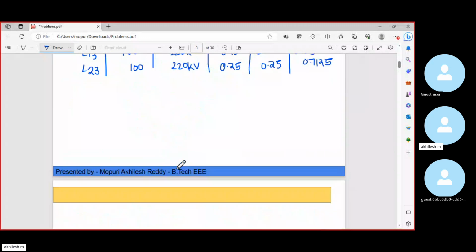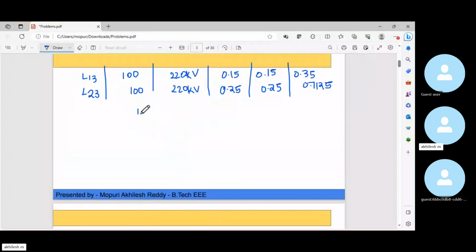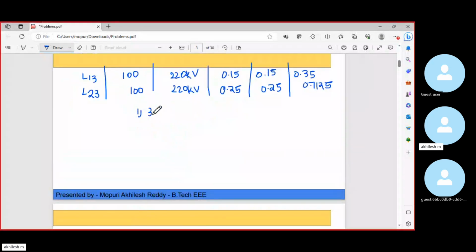Let us consider the first case. In the first case, it is a three-phase fault at bus bar 3, a symmetrical fault. They have also given the fault impedance, that is ZF. Fault impedance ZF is nothing but the value j0.1 per unit. This is the fault impedance.